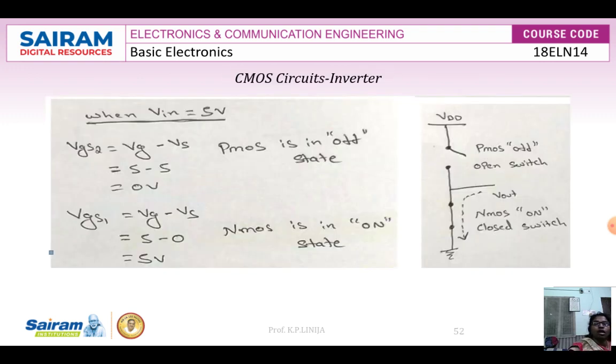So how can you judge that this CMOS is acting as an inverter? Basically, inverter means if you give input 0, you will get output 1, and if you give input 1, you will get output 0. So here, when Vin is equal to 0, we got Vout of plus 5 volt. When Vin is equal to 5 volt, the Vout is grounded. So that is how the circuit acts as an inverter.